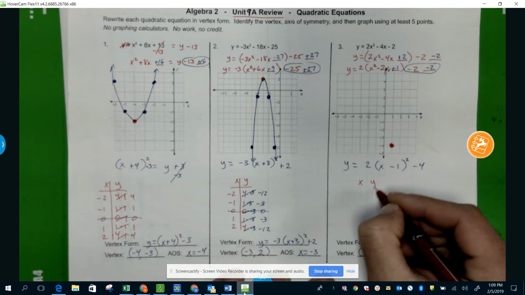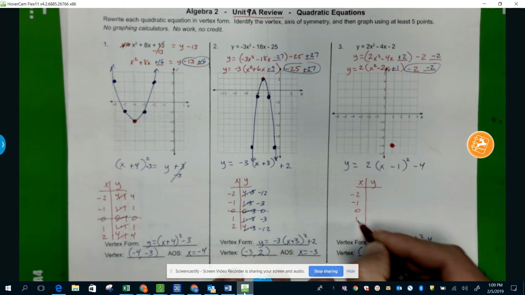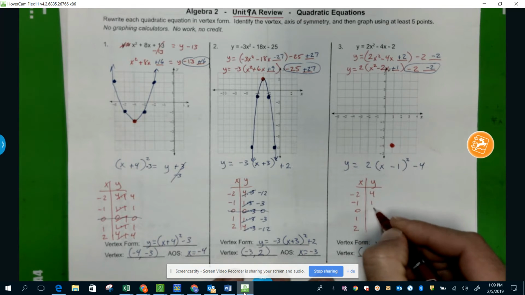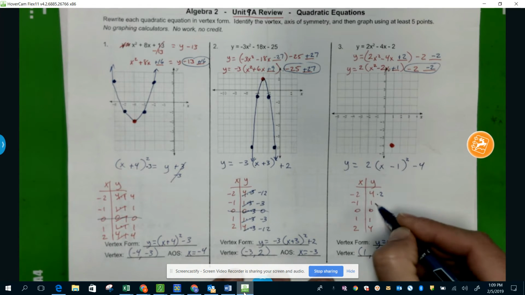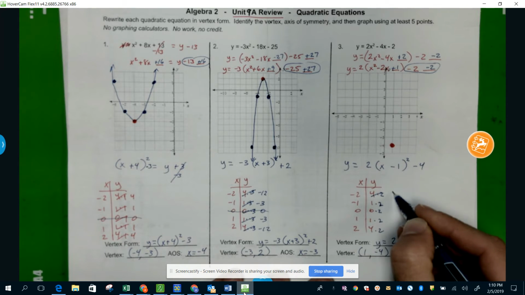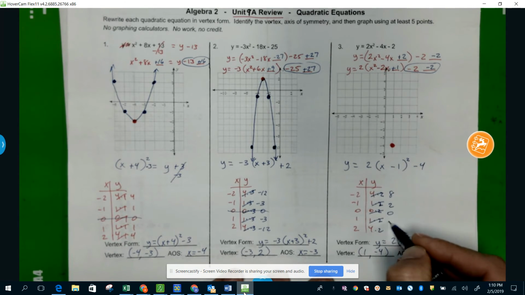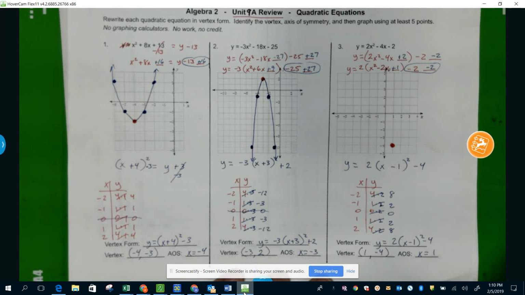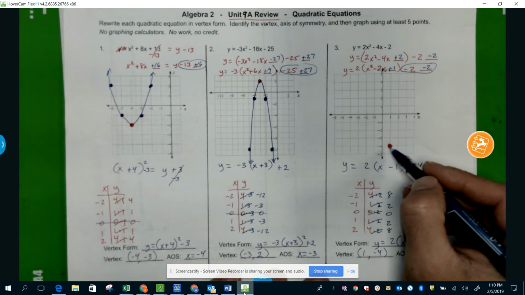Again, when we graph those, we plot those original parent function coordinates and multiply the y values times my a, which in this case is 2. So all these y's get multiplied by 2. 4 times 2 is 8. 1 times 2 is 2. 0 times 2. 1 times 2. 4 times 2. So my new coordinates: left 2, up 8.